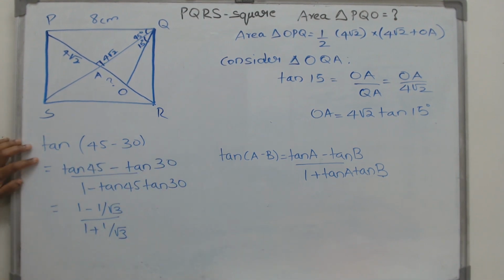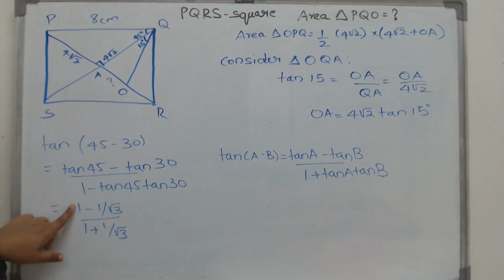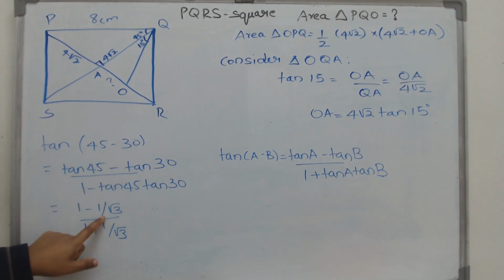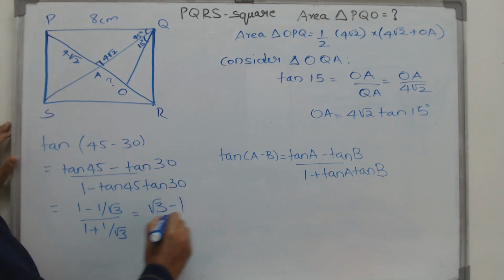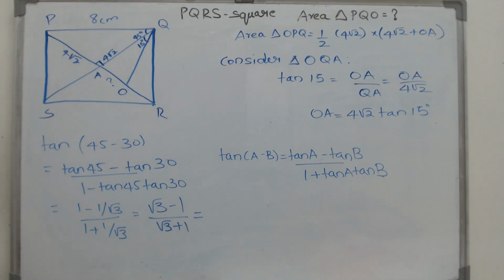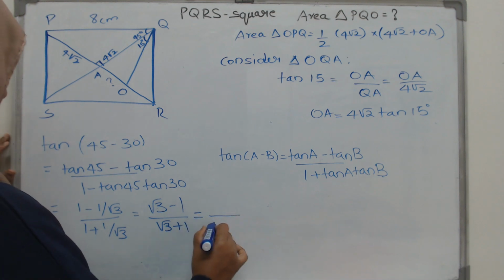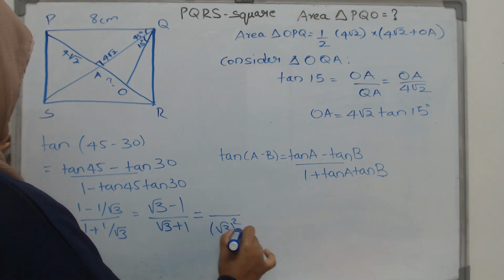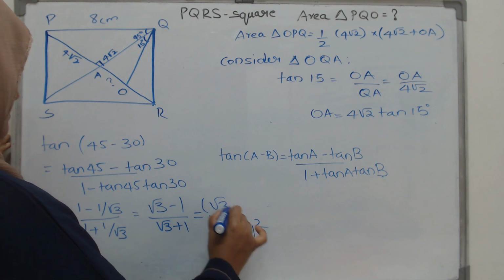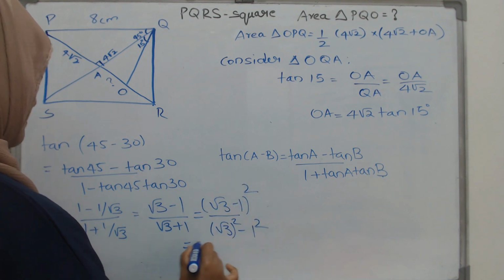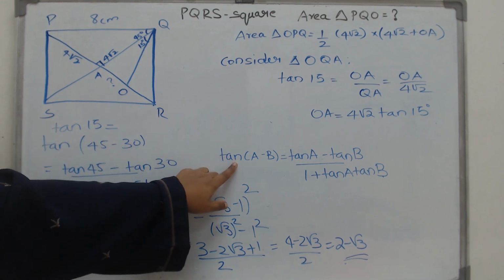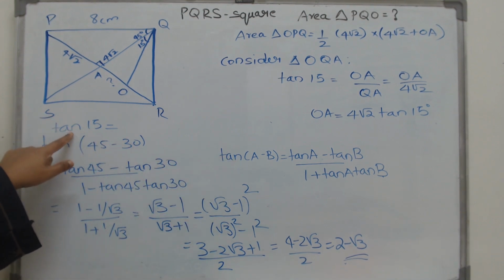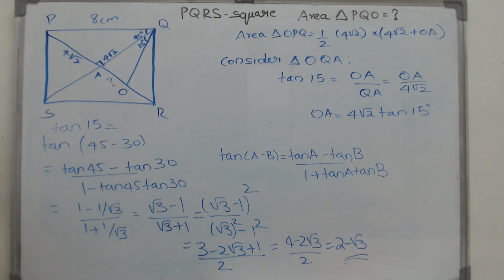Then what is the answer that we get? Tan 45 is 1. Tan 30 is 1 by root 3. Now you apply the formula. What you get is (root 3 minus 1) by (root 3 plus 1). In these cases, it is always better to rationalize the denominator. So here you will get, when we apply this formula, that our tan 15 is 2 minus root 3.